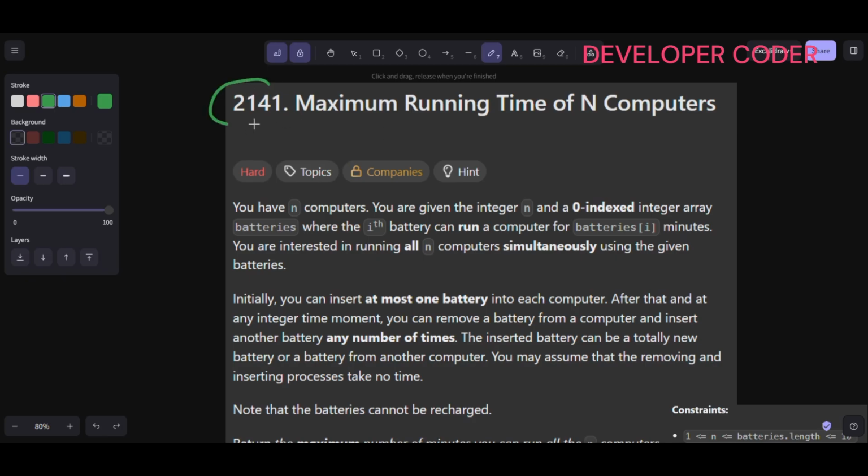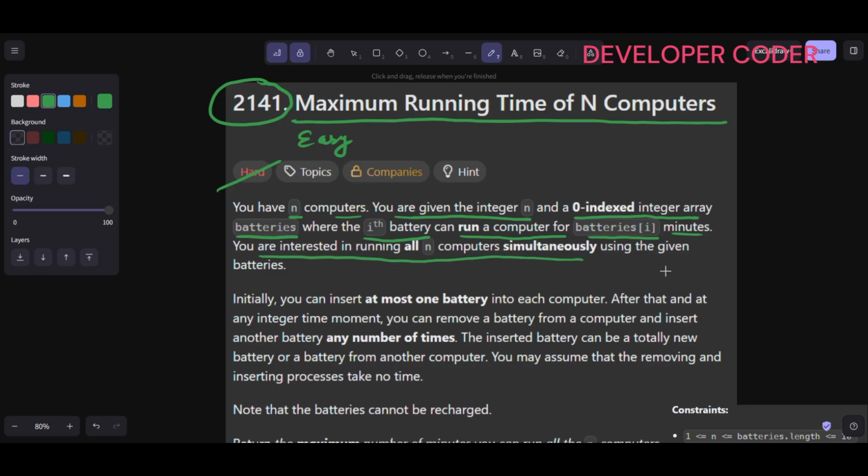Problem number 2141, Maximum running time of n computers. So let's make this problem easy. In this problem, you have n computers, and you are given the integer n and a zero indexed integer array batteries where the ith battery can run a computer for batteries of i minutes. You are interested in running all the n computers simultaneously using the given batteries.